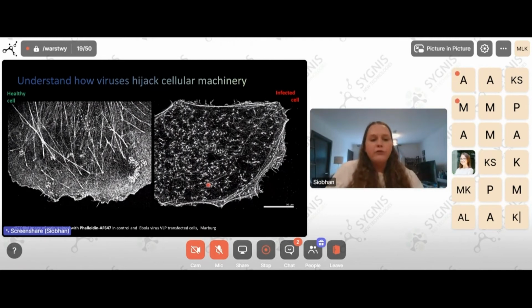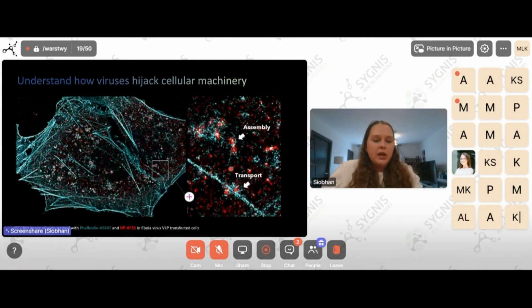And because we offer the two-color, multicolored super resolution option, we were actually able to see if there was any association. So this is exactly what we did. We looked at the actin network, and then we looked at the Ebola-like virus within the cells. What you start to see is that where you have these clusters within the cell, you can see that they associate to specific regions within the cell.